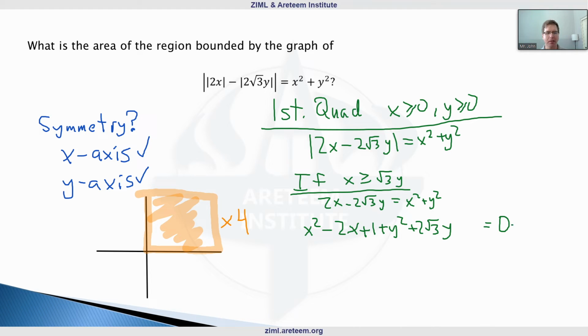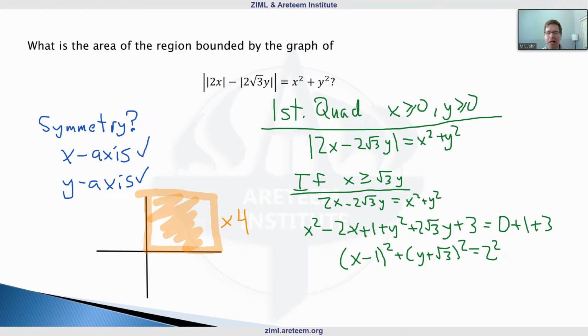So we can add a 1 on both sides to the x portion. We can add a 3 on the y portions there. And we pretty easily see then that we have (x minus 1) squared plus (y plus root 3) squared is equal to, let me write it as 2 squared there. So this is a circle. We have a circle with center of (1, negative root 3) and a radius of 2.